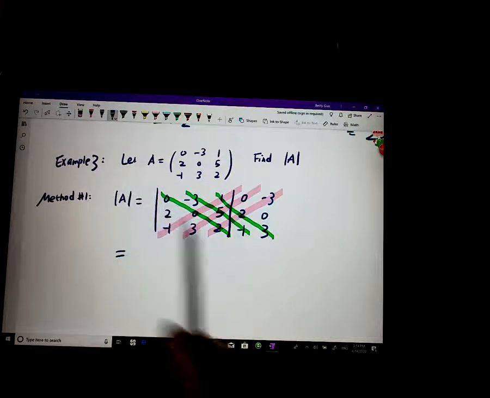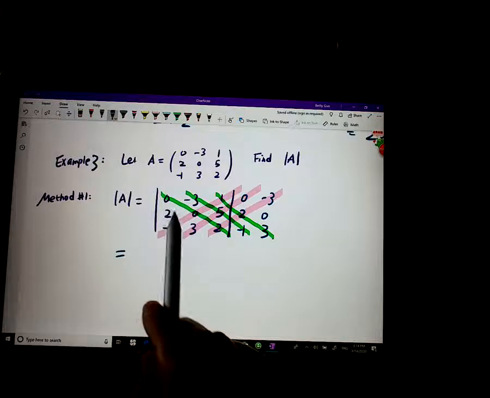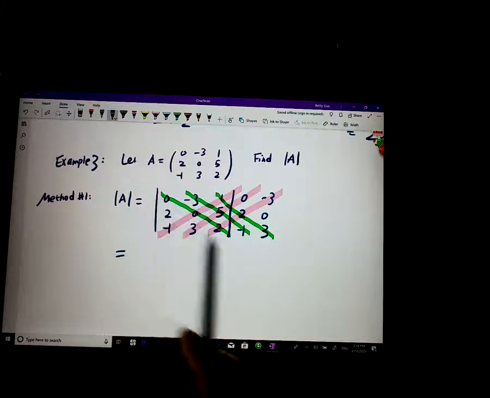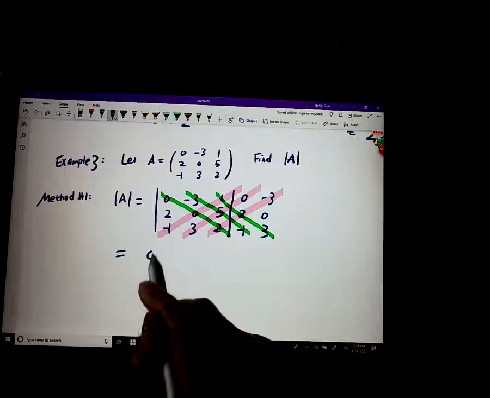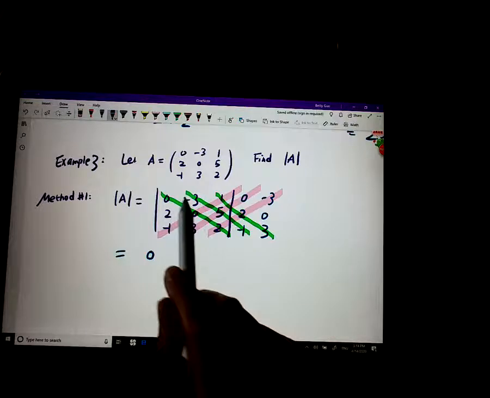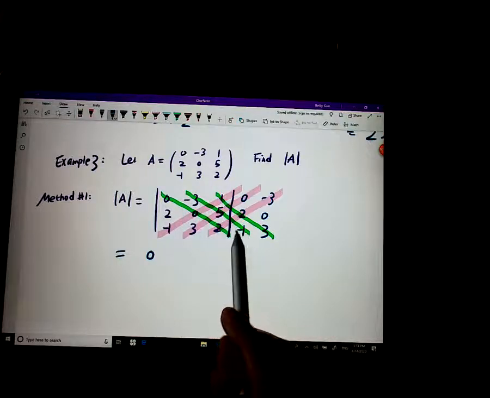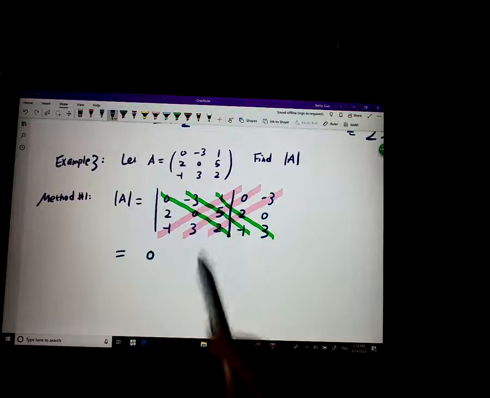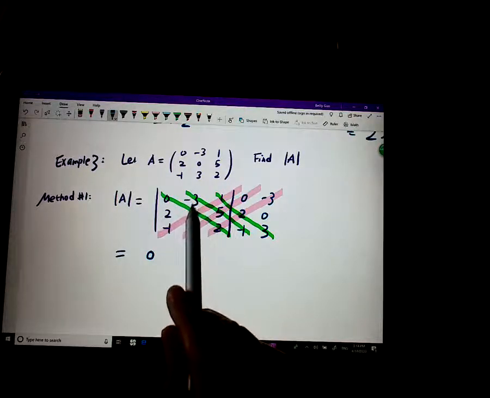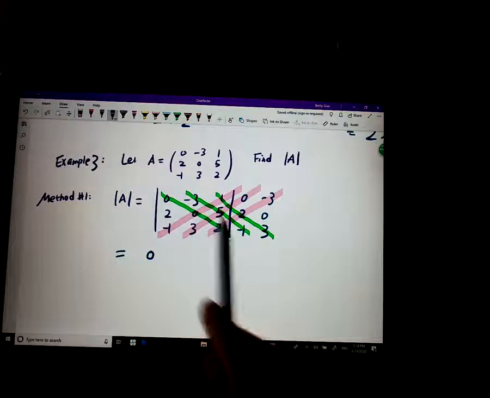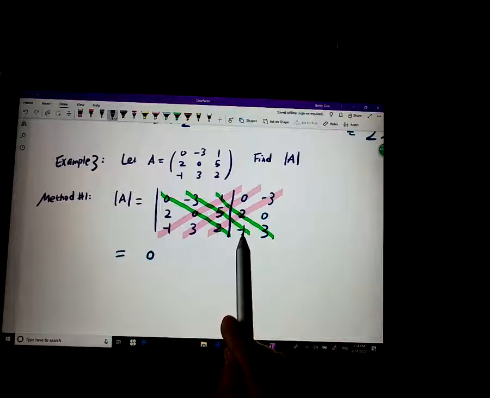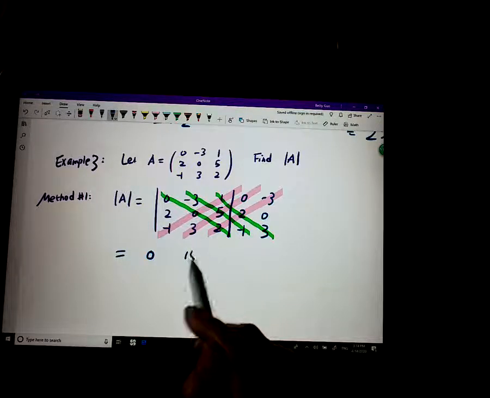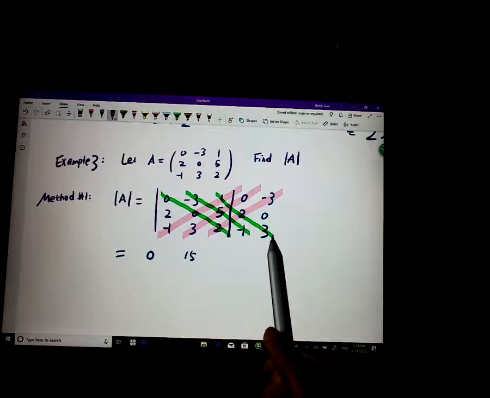All right, so let's look at the 3 main diagonals. We have 3 entries on the first green line, right? 0 times 0 times 0. What is that? 0. Okay. And in the second green diagonal, we have 3 entries as well. They are -3, 5, and -1. We're going to multiply them together. What do you have? -3 times 5 times -1. Do we have a positive or negative? Positive 15, right?